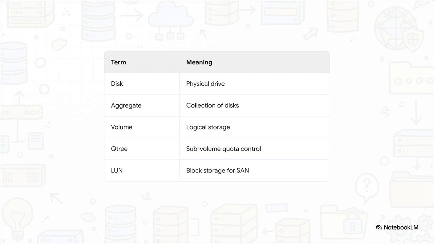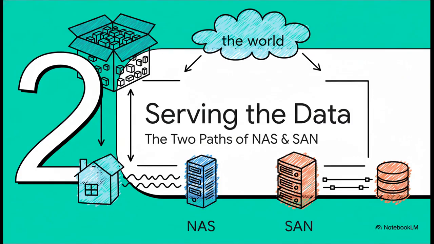This table basically takes that flow and turns it into your core vocabulary. Disk, aggregate, volume, SVM, LUN. You have to know these cold. An interviewer is going to expect you to define these instantly. It proves you understand the why behind the architecture, that it's built from the ground up for things like flexibility and multi-tenancy.